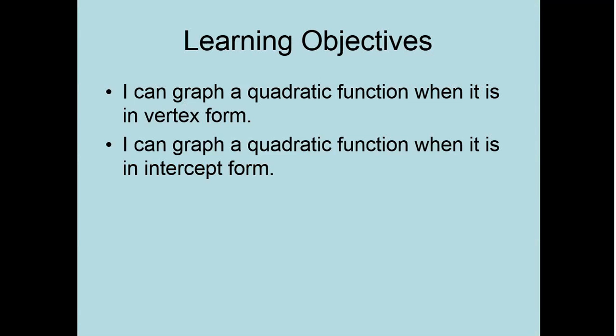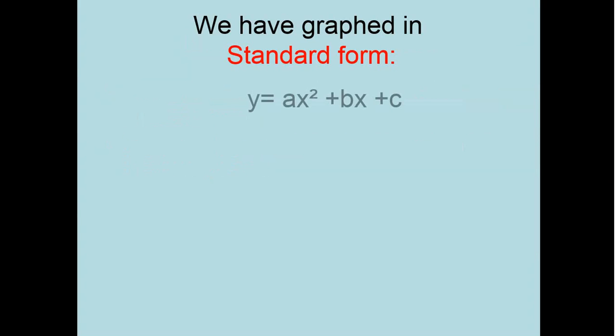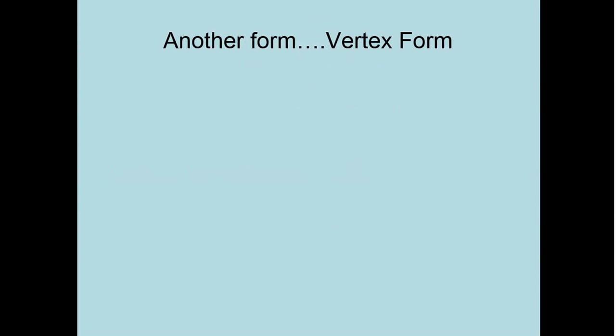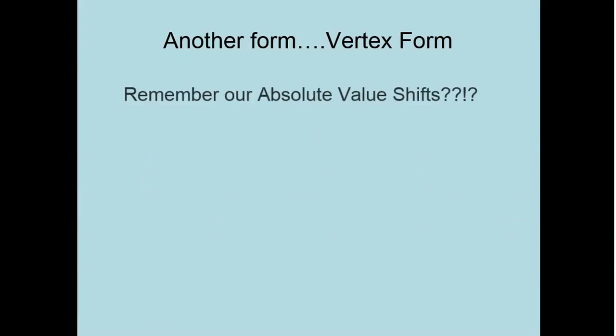What's your learning objective for today? I can graph a quadratic function when it is in vertex form, and I can graph a quadratic function when it is in intercept form. So we've graphed in standard form already, y equals ax squared plus bx plus c, using that vertex negative b over 2a, right? Well, what we're going to do is vertex form first.